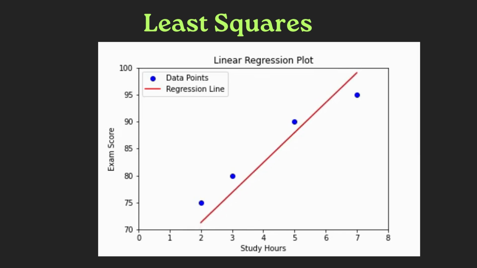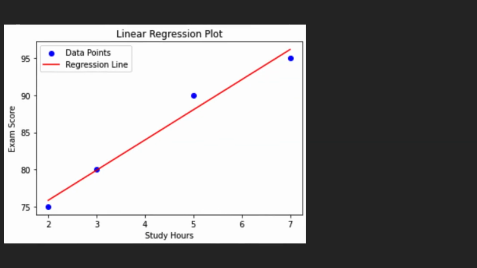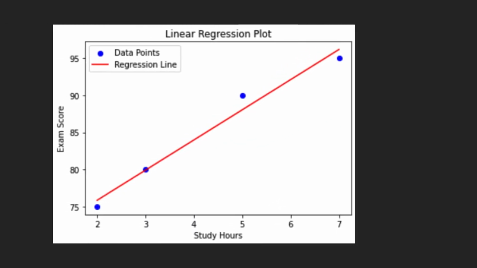Imagine we have the following data points for study hours and exam scores. By applying the least squares method, we can calculate the slope and y-intercept of the line that best fits these points, allowing us to make predictions about exam scores based on study hours.